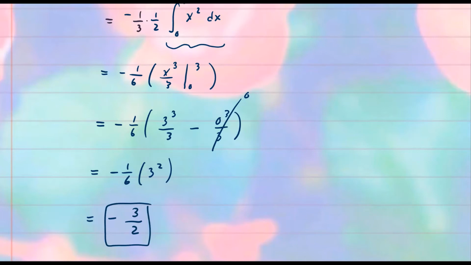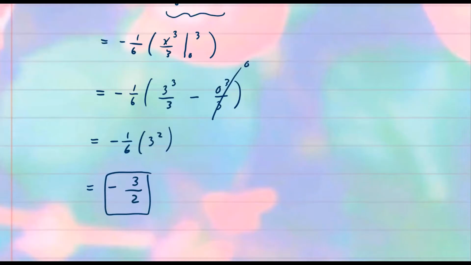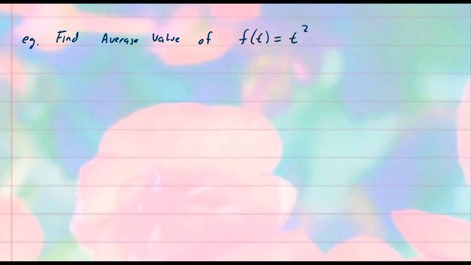Now let's go ahead and try another problem. Let's find the average value of, let's say, your function is going to be f of t equals t squared minus t, and we're going to find the average value on the interval negative 2 to 1. So let's do that.